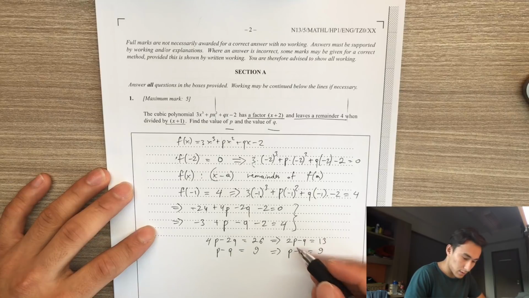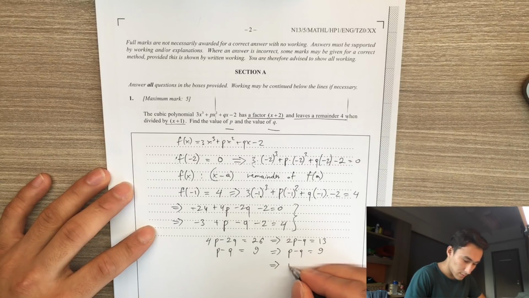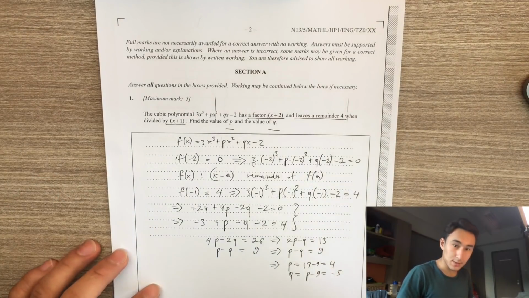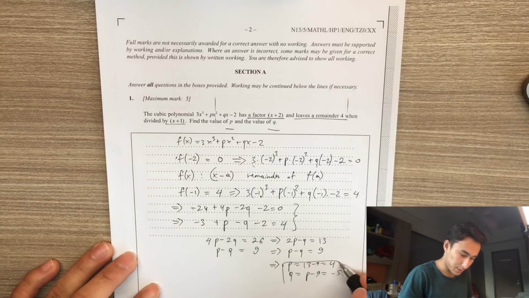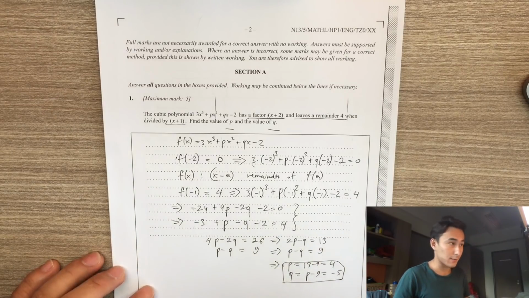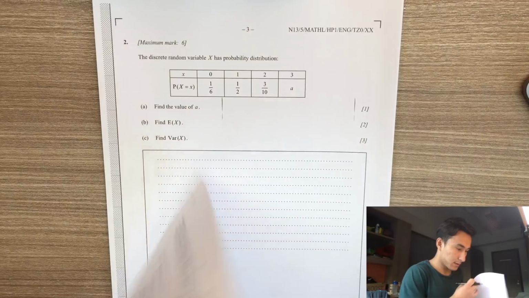Now we subtract this equation from the other. What we get is p is equal to 13 minus 9, which is 4, and q is equal to p minus 9, which is -5. All right, so these are the answers. p is equal to 4 and q is equal to -5. Let's go to the next problem.